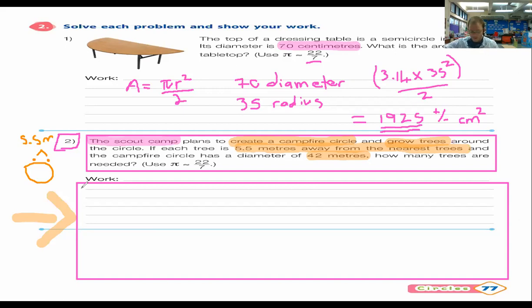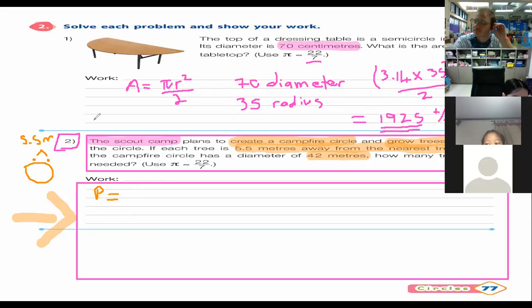Okay. Seems like no one wants to try. So let's see. The perimeter. What's the formula for the perimeter of a circle? What is the formula for a perimeter of a circle? Two pi. 2 pi r. Excellent. 2 pi r.